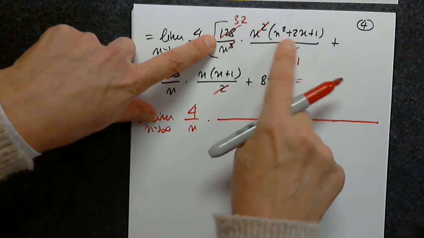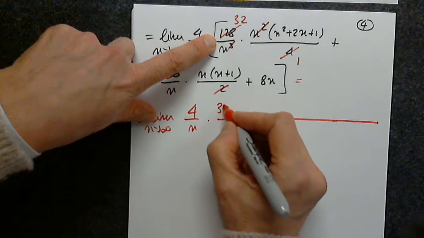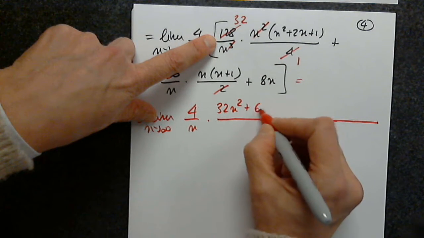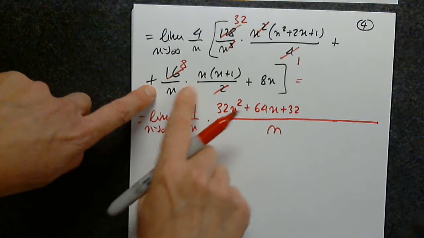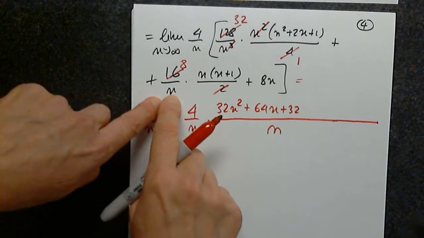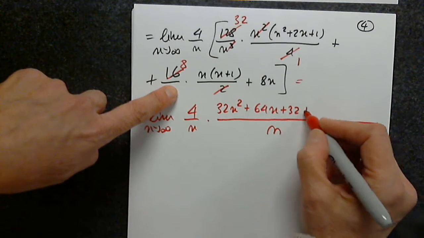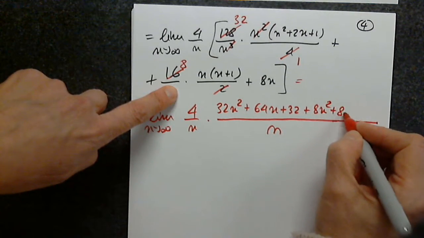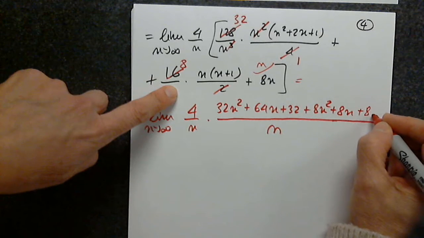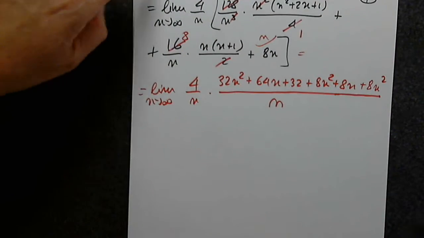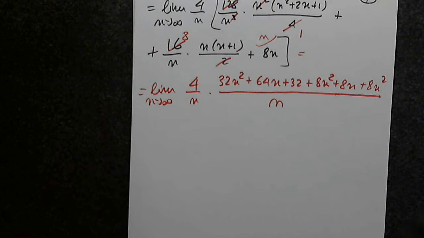So now 32 gets distributed here. So 32n squared plus 64n plus 32. Now I will not simplify because I really want the n in there. So plus 8n squared plus 8n. But this one needs an n. So this is 8n squared. Now I collect the terms.